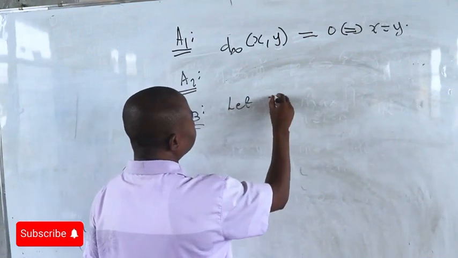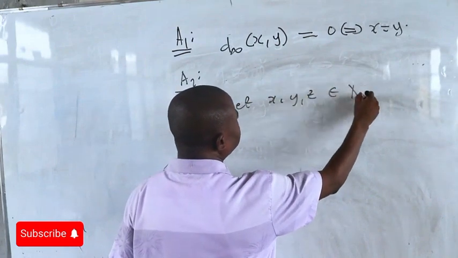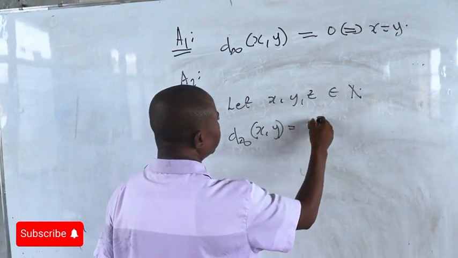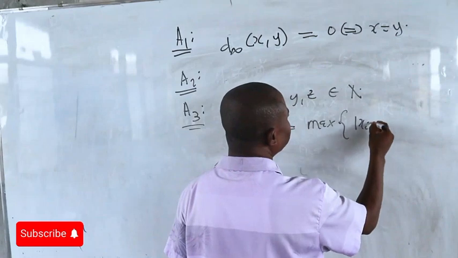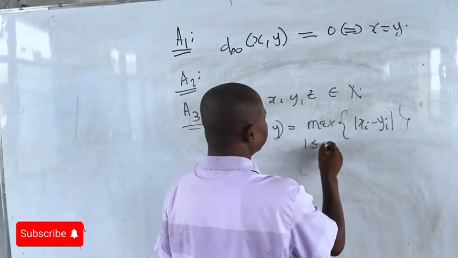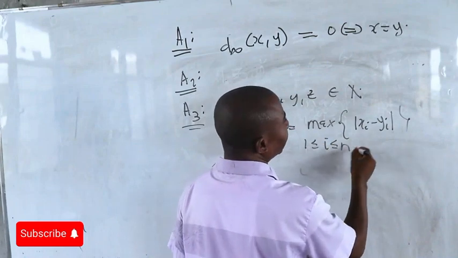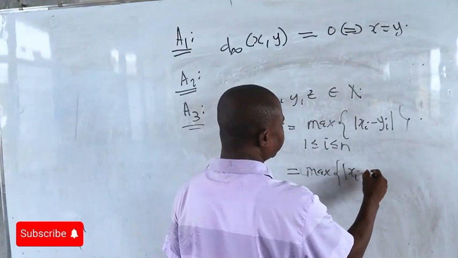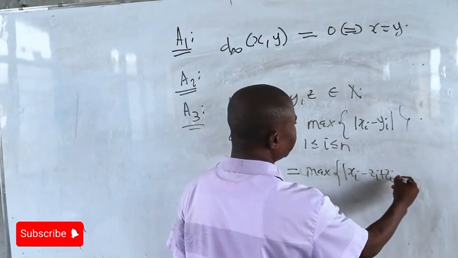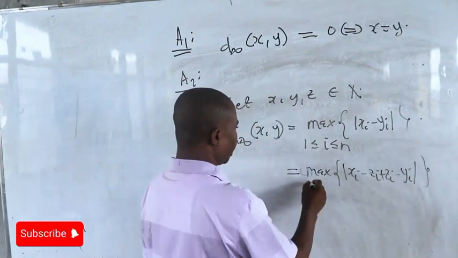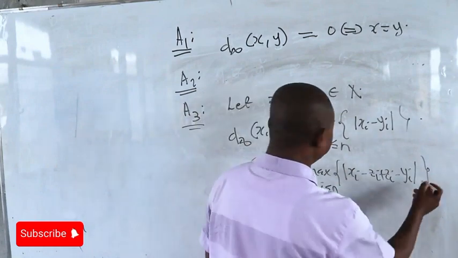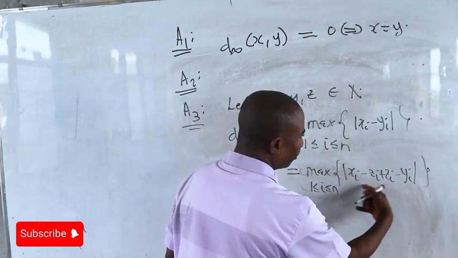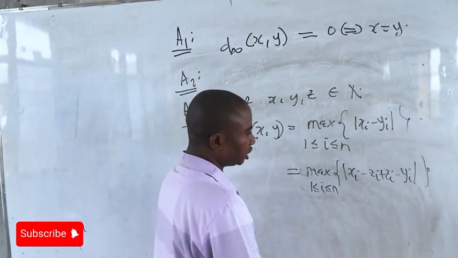We take x, y, z in capital X. So we compute d infinity of x comma y. This is the maximum of the absolute value of xi minus yi, 1 less than or equal to i less than or equal to n. This is the same as the maximum of the absolute value of xi minus any other point zi, and then zi minus yi. I'm sure this is not difficult to see. We've done this many times, so it's clear. And then we apply the absolute value property, which is the triangle inequality.